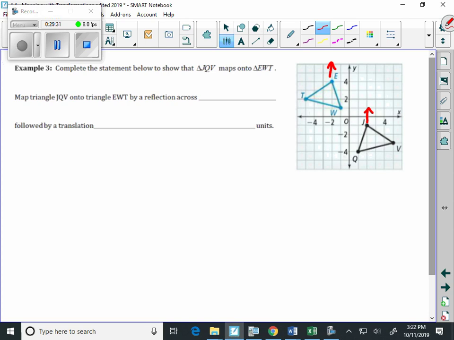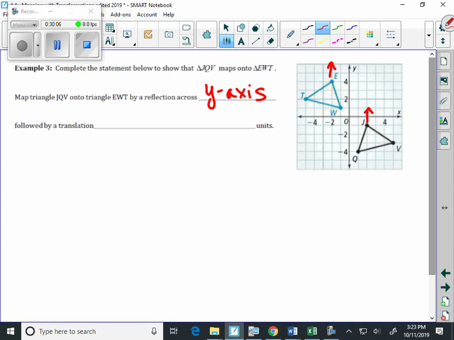So if we look at this, it says map triangle JQB onto triangle EWT by a reflection across. Well, we could reflect this across the y-axis, because as we look ahead, it says followed by translation. Translation is a slide. We're going to move it up, down, right, or left. So we want to slide that J up to where that E is eventually, and hopefully that'll work for our other two.